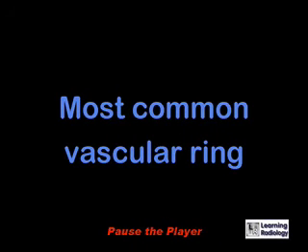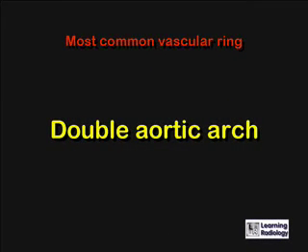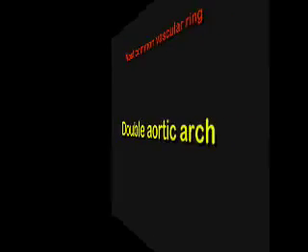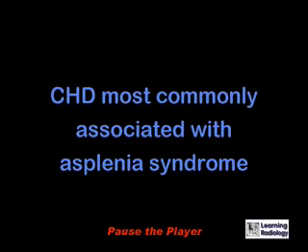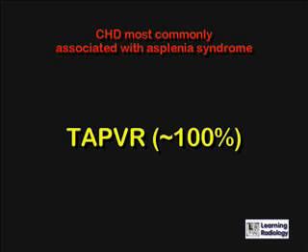What is the most common vascular ring? A double aortic arch. What congenital heart disease most commonly is associated with asplenia syndrome? Total anomalous pulmonary venous return.